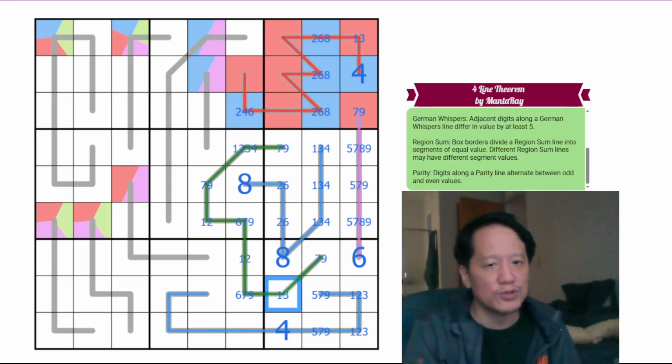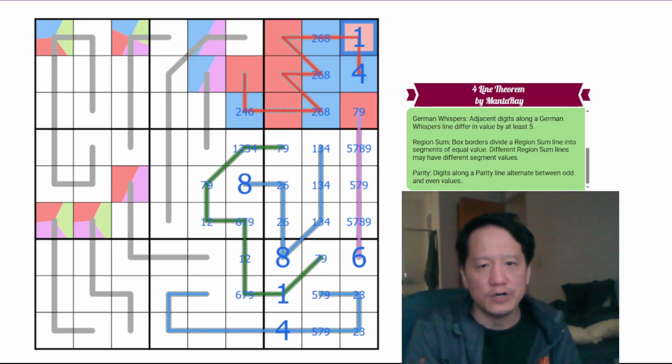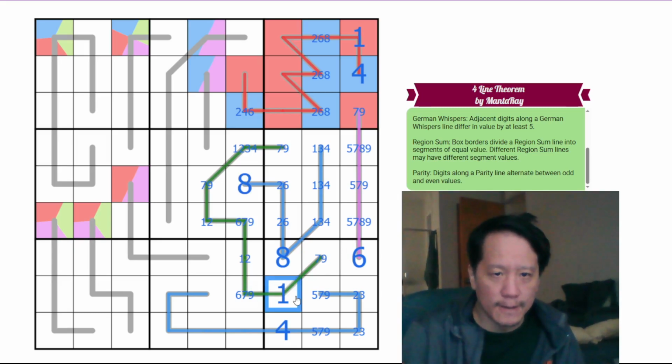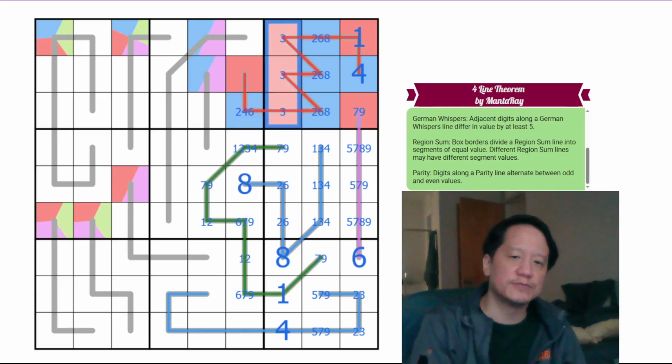So this cannot be 3, this is 1. Which makes this a 2, 3 pair here. That means this can't be 2 or 3, it's 1. That leaves the remaining digits in column 7 as 3, 5, 7, 9.